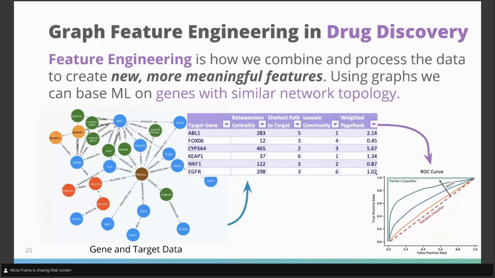So here, what we're doing is feature engineering. So you're combining and processing your data to create new, more meaningful features. And you're using the graph to create basically your network topology as features in your machine learning pipeline. So I still have my knowledge graph, my foundational piece. And now what I'm doing is I'm running those graph algorithms, I'm creating new features, and then I can put those features into my machine learning pipeline to make a prediction.